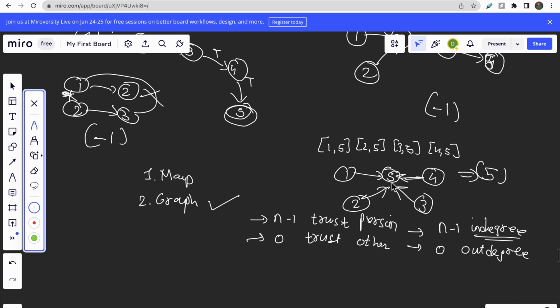So here, as you can see, there are no edges going out of 5, thus the out degree is 0, and the number of edges coming to 5 is n minus 1. So the in degree is n minus 1. Since both these two conditions are satisfied, we can say 5 is the town judge.